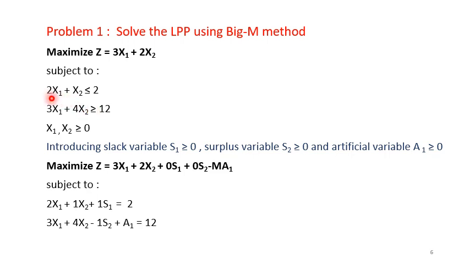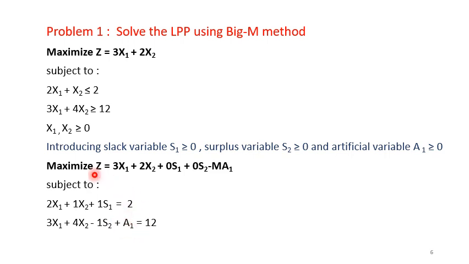So the first constraint, 2x1 plus x2 less than or equal to 2, is represented as 2x1 plus 1x2 plus 1s1 is equal to 2. Similarly, 3x1 plus 4x2 greater than or equal to 12 is written as 3x1 plus 4x2 minus 1s2 plus 1a1 is equal to 12. S1 is the slack variable with the coefficient 1, S2 is a surplus variable with the coefficient minus 1, and A1 is an artificial variable with the coefficient of 1.